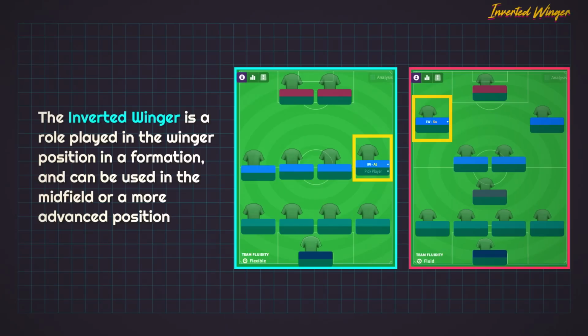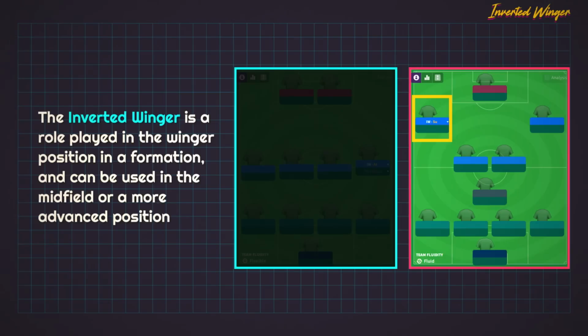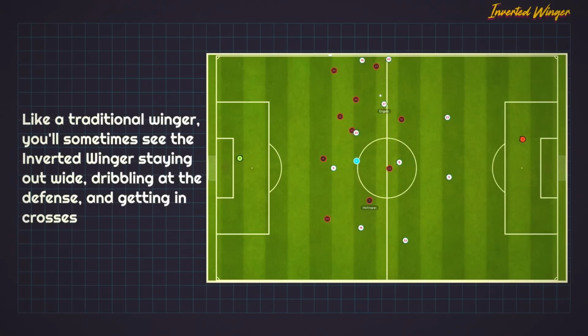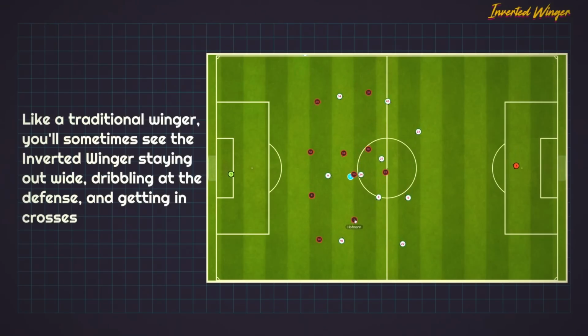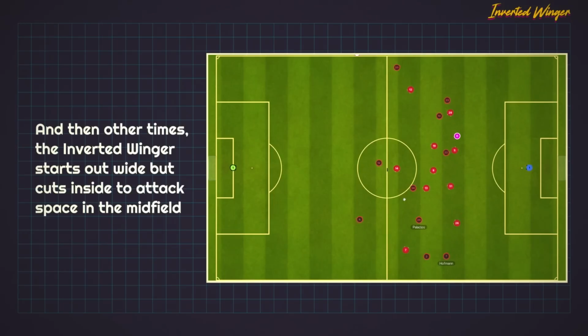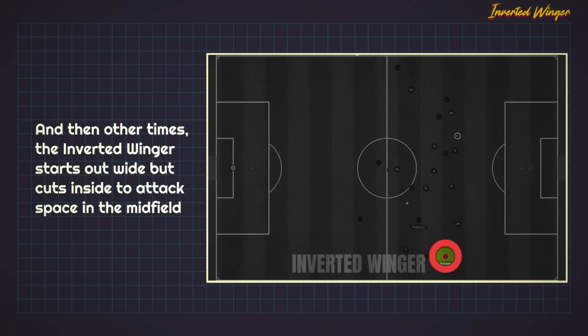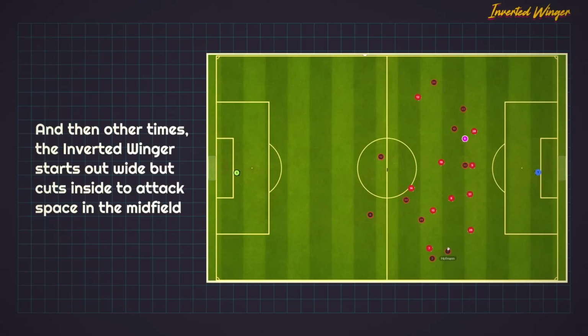The inverted winger is a role played in the winger position in a formation, and can be used in the midfield or in a more advanced position. Like a traditional winger, you'll sometimes see the inverted winger staying out wide, dribbling at the defense and getting in crosses. And then other times, the inverted winger starts out wide but cuts inside to attack space in the midfield.